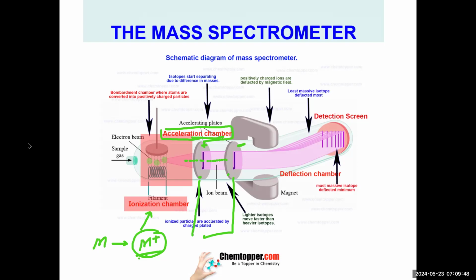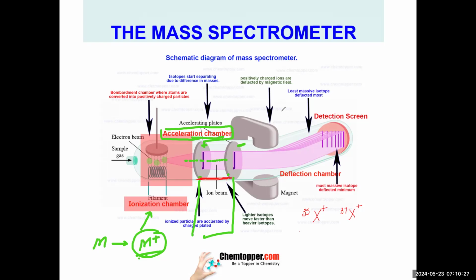Now if I say I have two isotopes of this, X 35 and X 37. So in this acceleration chamber, which isotope will run faster? 35 or 37? 35. Lighter particles, they move faster. So they will start separating here. 37 will be behind 35.